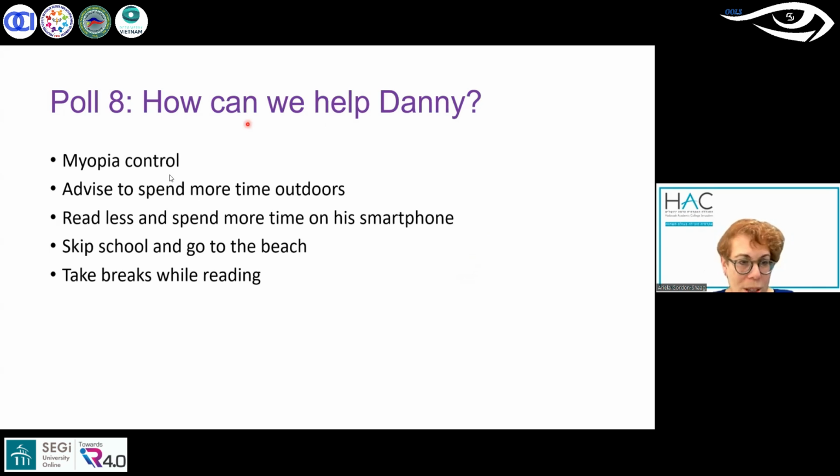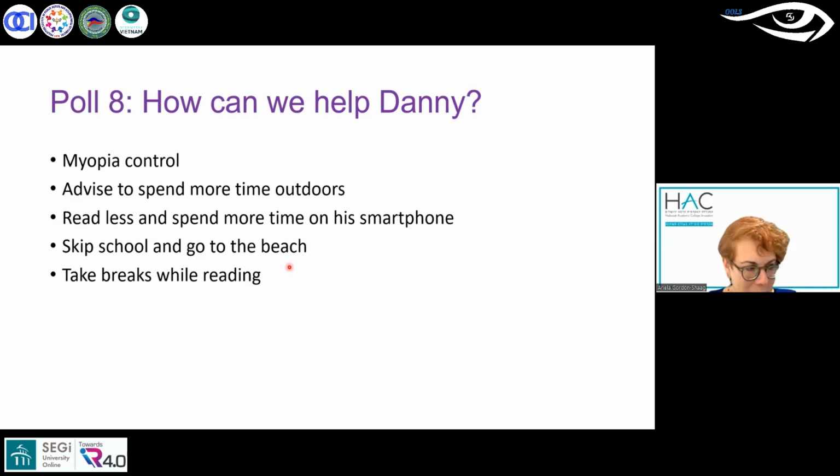Spending more time outdoors, our results support that spending more time outdoors is going to be helpful. Read less and spend more time on smartphone. Our results support that notion, but I don't think we want to advise any parent to tell their child to use a smartphone more. Skip school and go to the beach, that was meant to be funny, and taking breaks while reading. Our results didn't support that notion, but it seems like good advice.